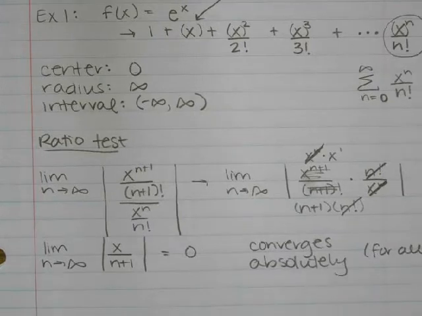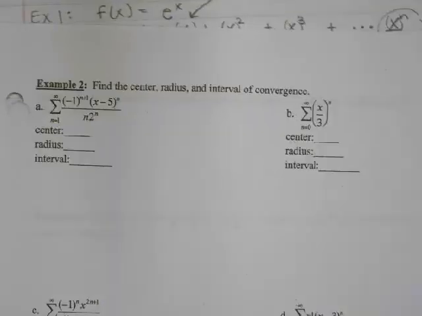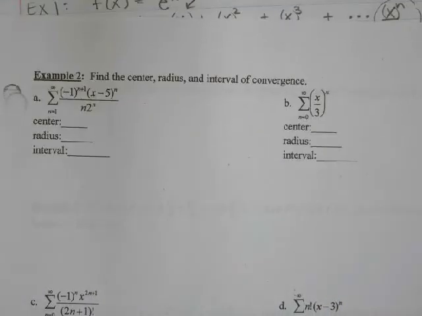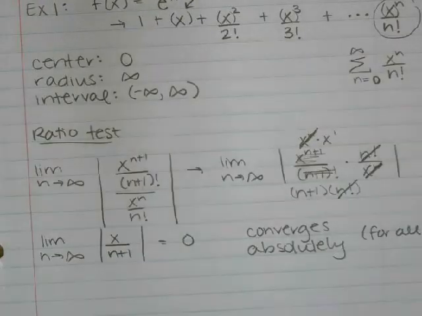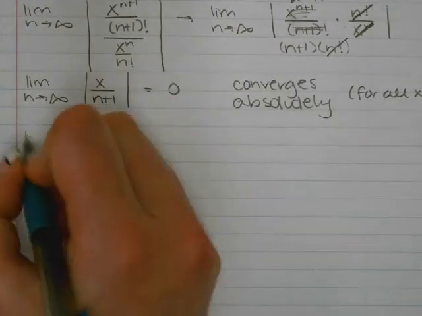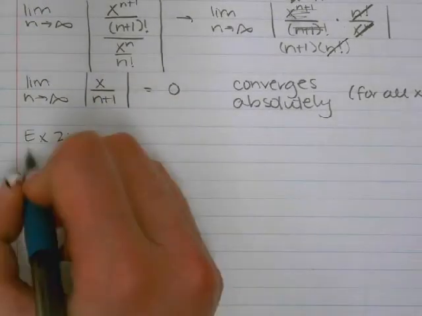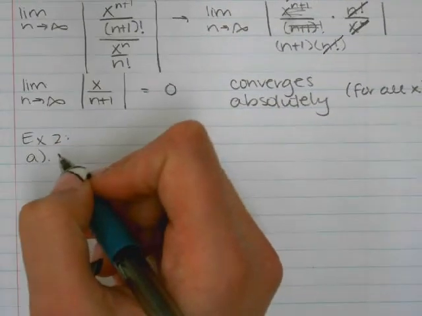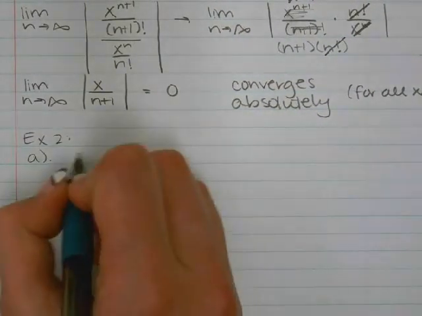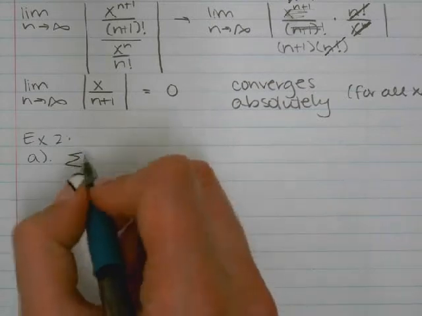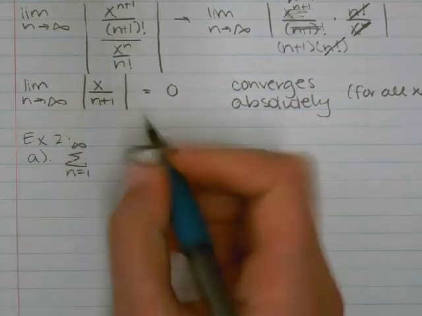All right. Example 2 is really 4 examples. So again, we're doing the same sort of thing, looking for the center, the radius, the interval of convergence. If you write real small, you might be able to fit it in this space. I'm going to go ahead and write it on a separate sheet of paper again. So, example 2, part A. This problem, they're not giving it to us written as a polynomial. They're just going to go ahead and give this problem to us written as a series.